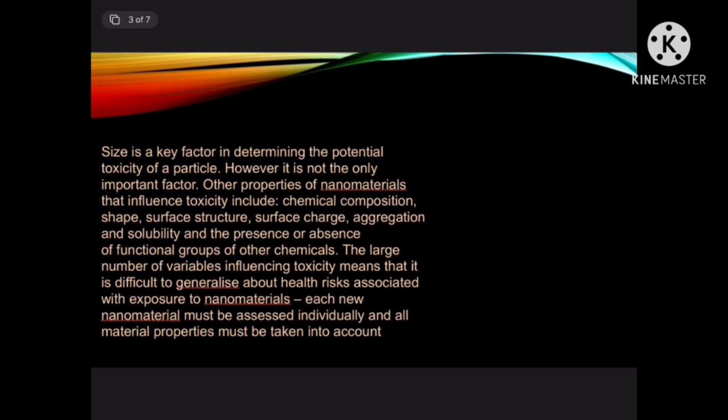Other properties of nanomaterials that influence toxicity include chemical composition, shape, surface structure, surface charge, solubility, and the presence or absence of functional groups or other chemicals. A large number of variables influencing toxicity means that it is difficult to generalize about health risks with exposure to nanomaterials. Each new nanomaterial must be assessed individually, and all material properties must be taken into account.